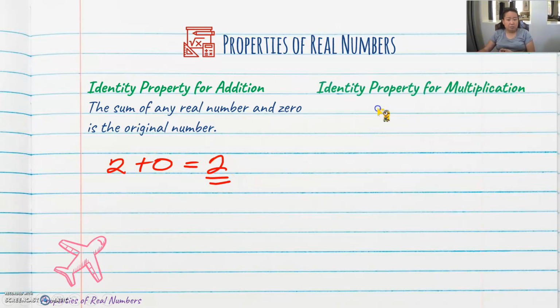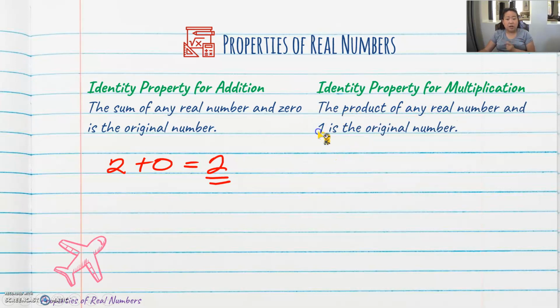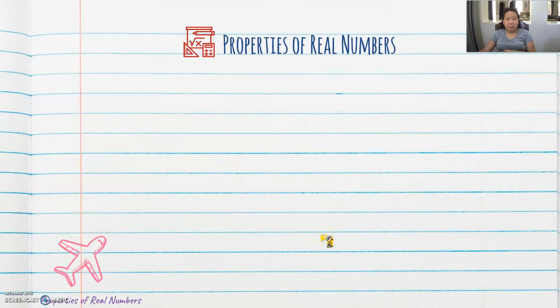Multiplication also has the same thing, the identity property of multiplication. In this case, if you multiply any number by 1, it will still give you the original number. So let's say you have 5 times 1, the answer will still be 5. So identity properties keep the original number, okay?